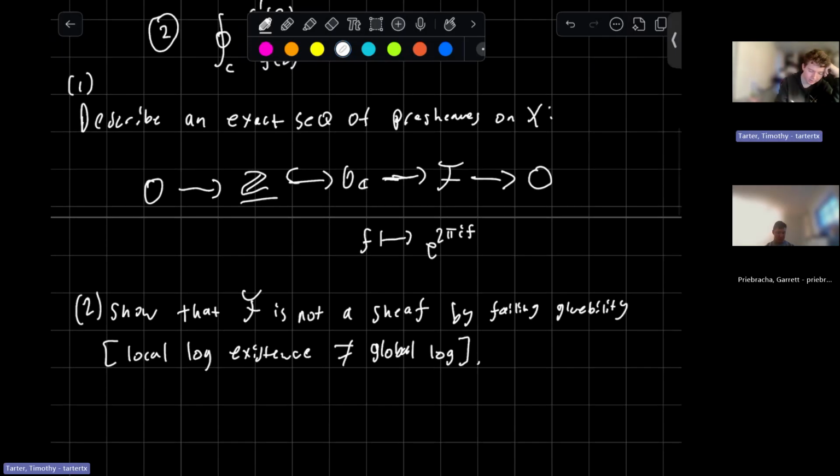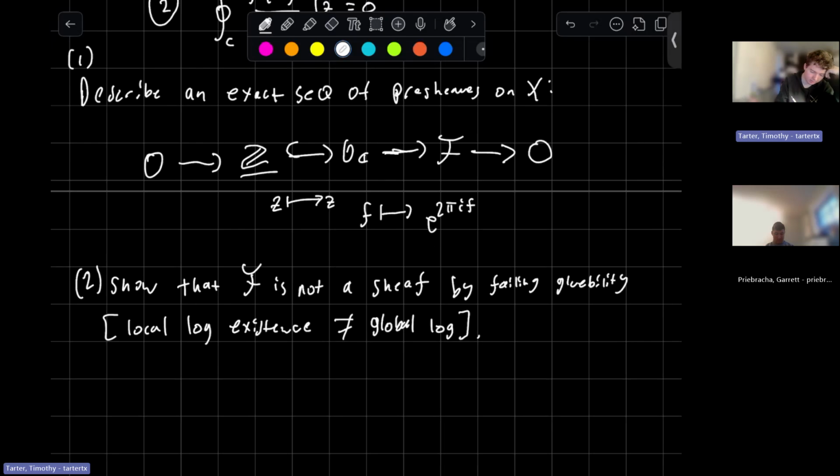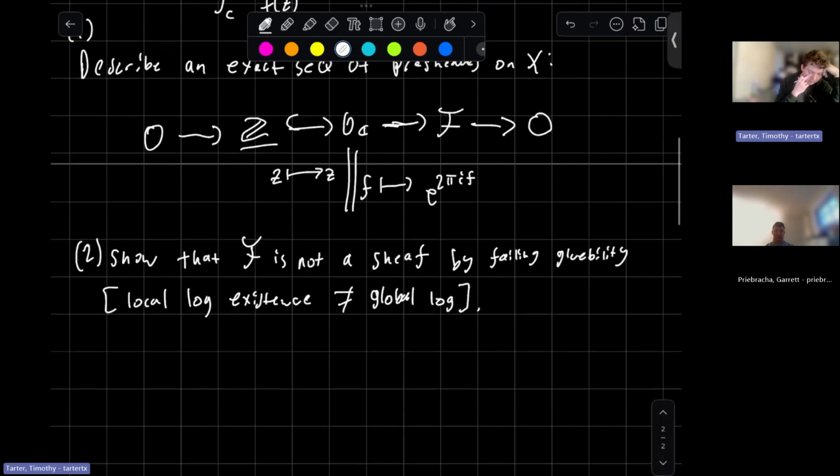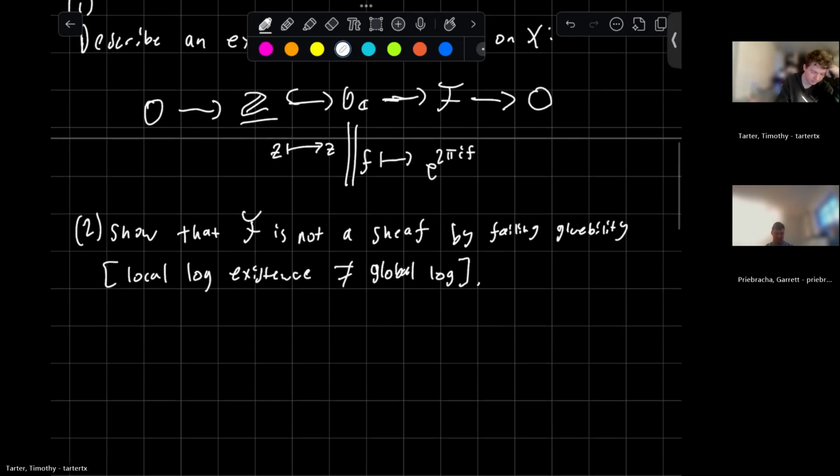First, let's describe this exact sequence. So this is by the inclusion map. I have z is equal to z, and I guess maybe it's mapping z gets mapped to z. Yeah, I guess we'll define, let's call this phi, let's call this psi.